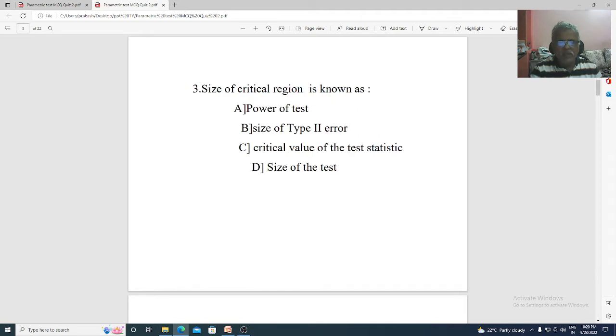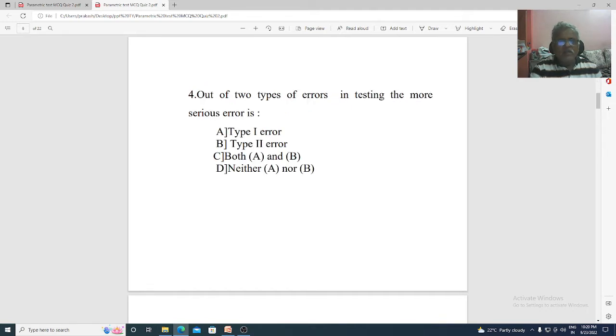Question number 3. Size of critical region is known as option A, power of a test, option B, size of type 2 error, option C, critical value of the test statistic. Option D, size of the test. The correct option is option D, size of the test.